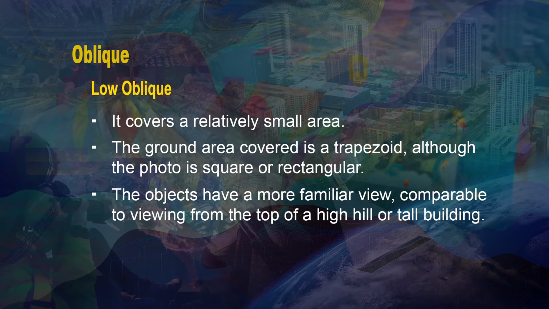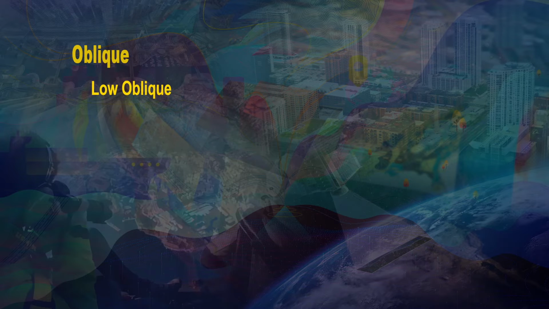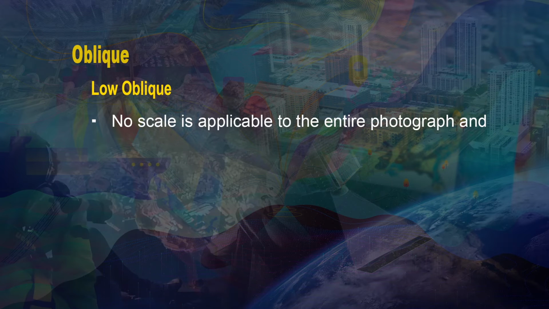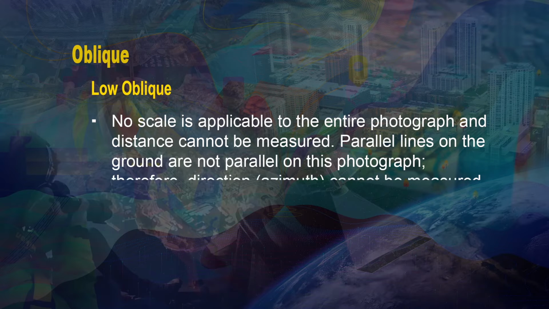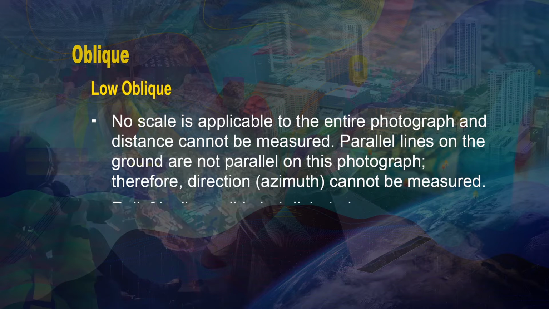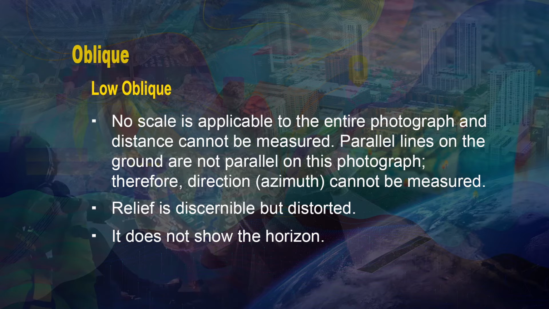The objects have a more familiar view compared to the viewing from the top of a hill or tall buildings. No scale is applicable to the entire photograph and distance cannot be measured. Parallel lines on the ground are not parallel on this photograph. Therefore, direction, which is the azimuth, cannot be measured here. Relief is discernible but distorted. It does not show the horizon.